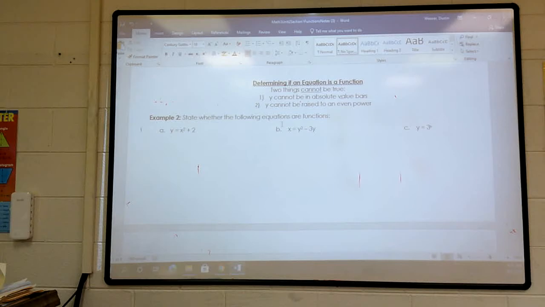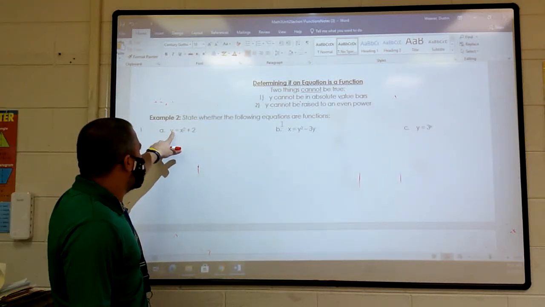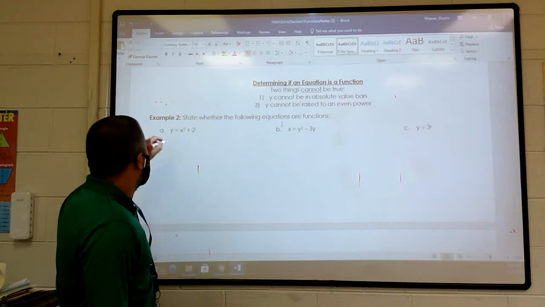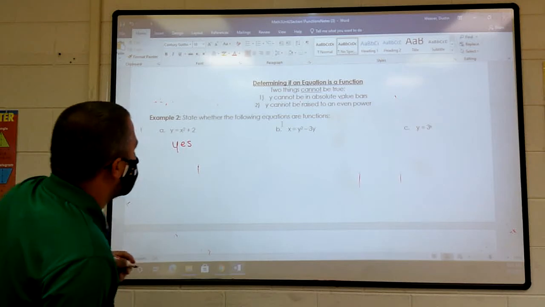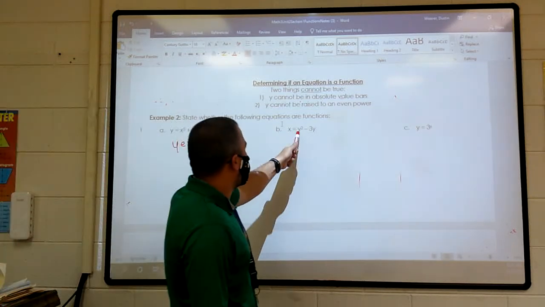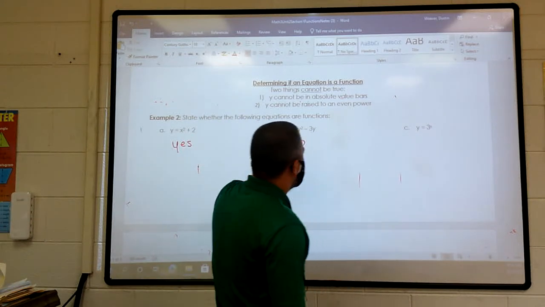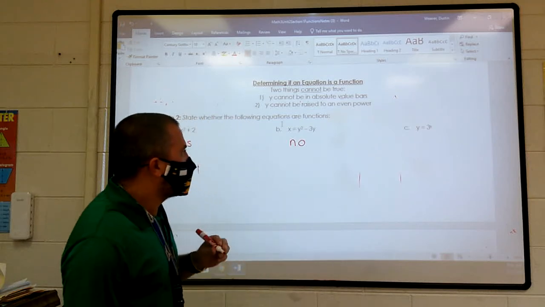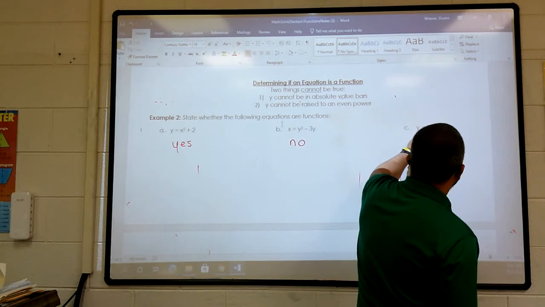So what about in A? Is that going to be a function? Yes. It's a function because y is not an absolute value, and y is not raised to an even power. It's y to the first power. So that is a function, yes. All right, B? No. B is no because y is to the second power. So no, it is not a function. And then C is yes. It is a function. So you just have y there.